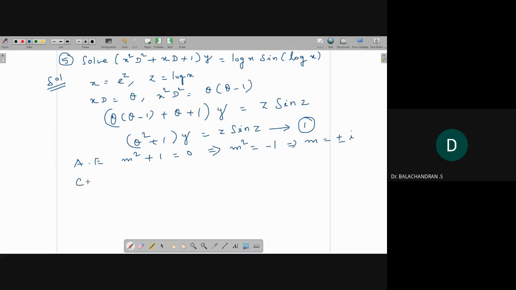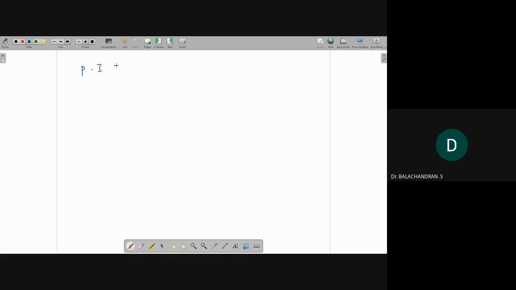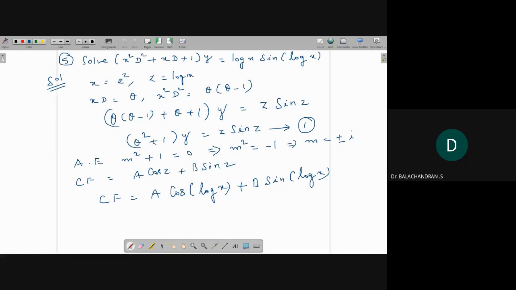So the CF is e^(0z)(a cos z + b sin z), and the CF is a cos(log x) + b sin(log x). So this is the CF. Now we find the particular integral: 1/(θ² + 1) times z sin z.